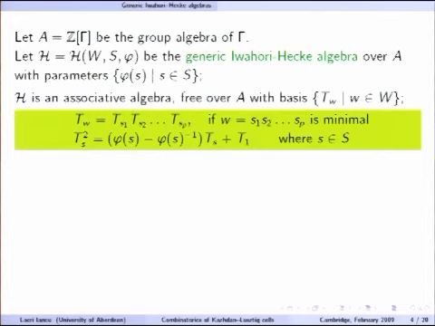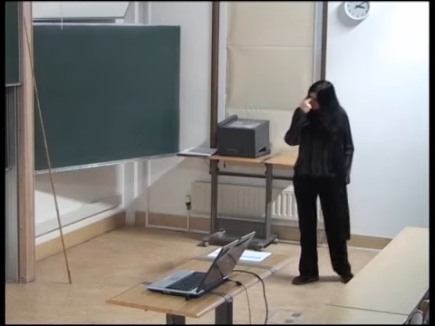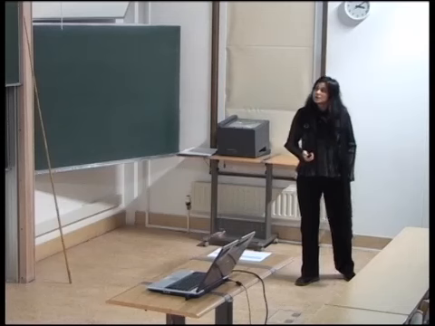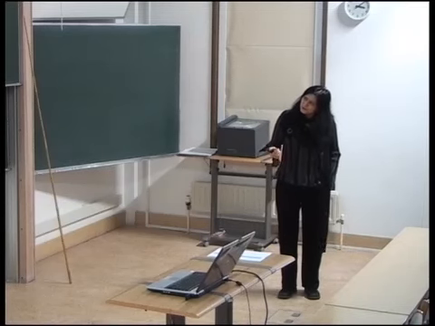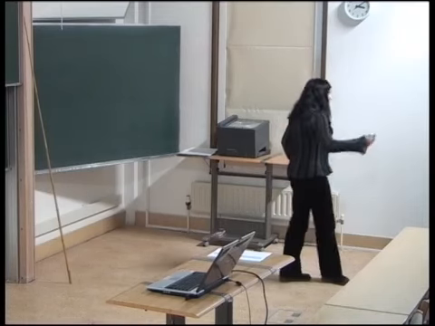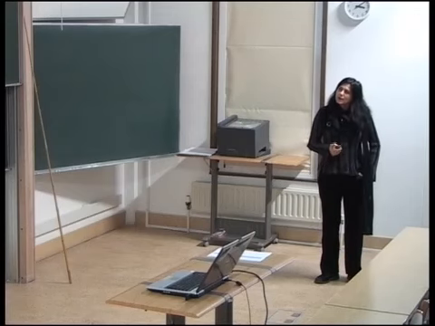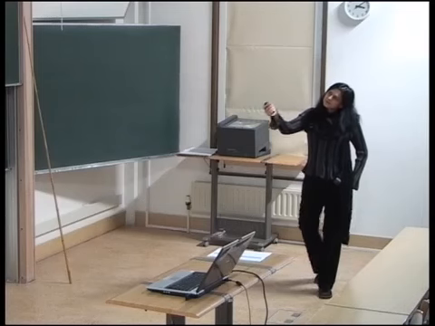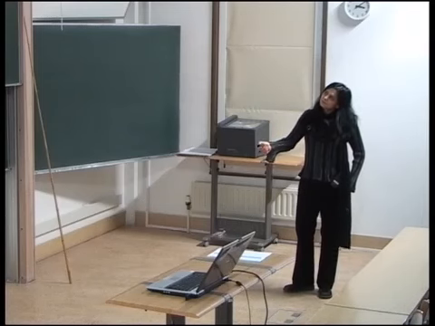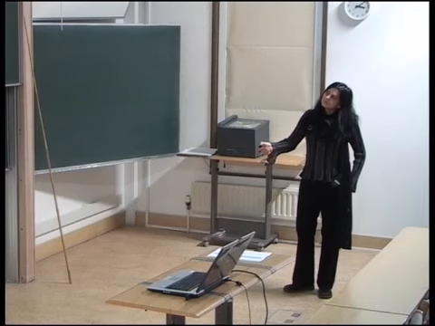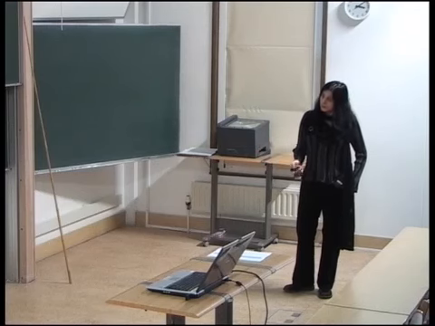And then, what happens when there is some cancellation? So T_s squared, and it's there that the parameters occur. This is how you square the T_s. It's phi of S minus phi of S inverse times T_s plus T_1. In particular, this also shows that T_s is invertible, and then all the T_W actually are invertible. So the algebra has a basis formed by these elements T_W. This is how they multiply, and please note that they are all invertible.